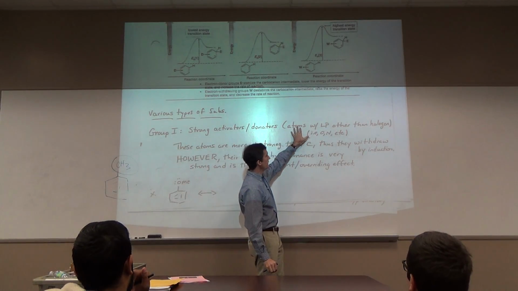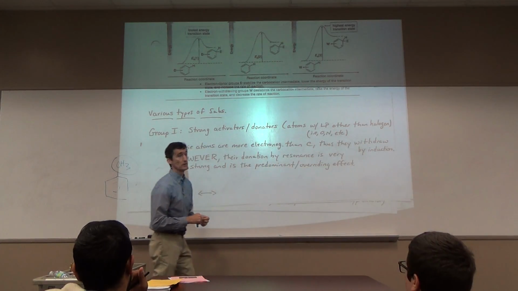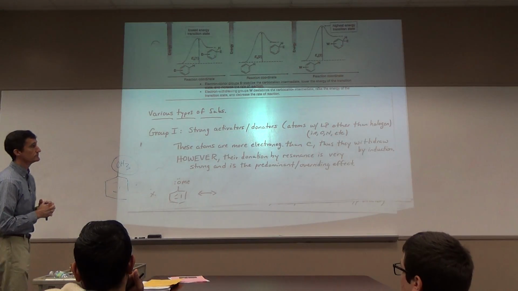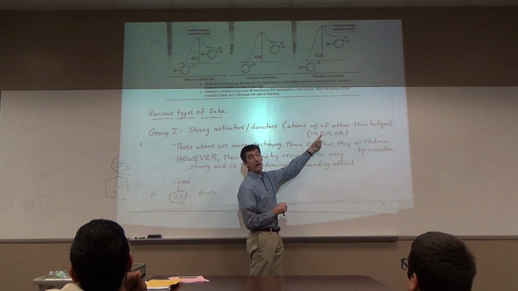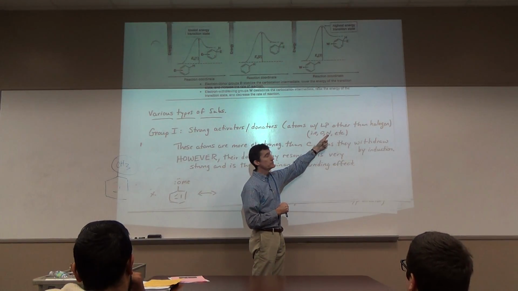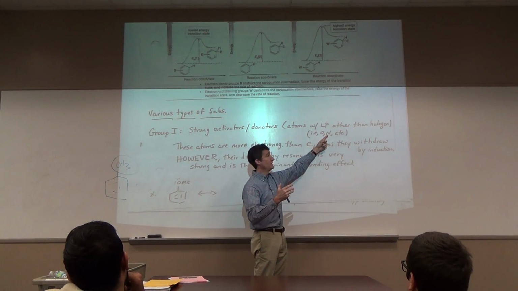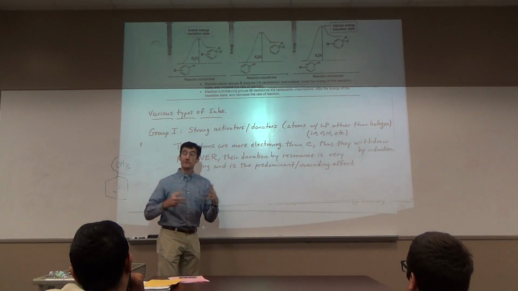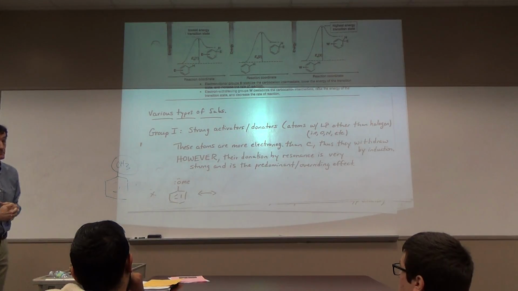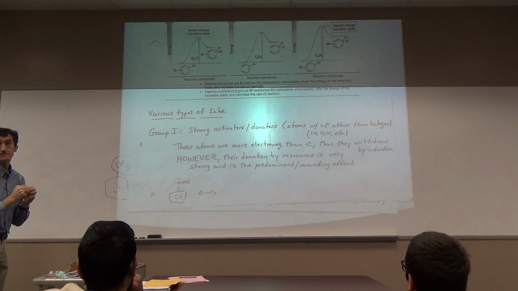What type of groups are these? This is going to be atoms with a lone pair, other than halogen. So not halogen. What type of atom with a lone pair other than halogen may we see? Oxygen with a lone pair? Nitrogen with a lone pair? Any others? Sulfur with a lone pair? What about a phosphorus with a lone pair? Yes, it falls under this category. Et cetera. You see the et cetera?